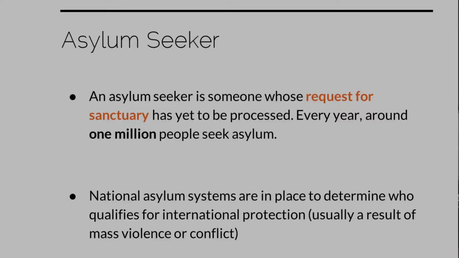So going a little bit further, we have the definition of asylum seekers, and that's what we're investigating today. This will be our primary focus, who our asylum seekers are, and then we'll touch a little bit on our refugees, but we'll do more on refugees in our next sessions. An asylum seeker is someone who requests sanctuary, and their request has yet to be processed. Every year, around 1 million people seek asylum here in the United States. National asylum systems are in place to determine who qualifies for international protection, usually as a result of mass violence or conflict. So not all immigrants are asylum seekers. All asylum seekers and all refugees are immigrants.